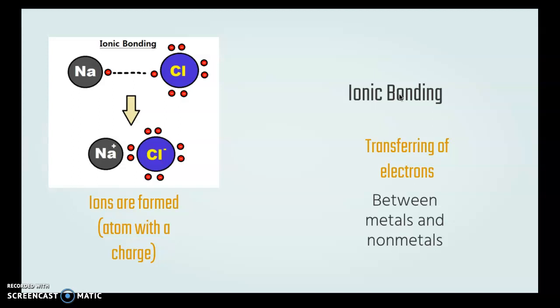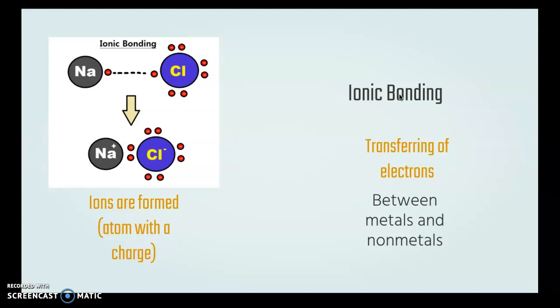An ion is something that has a slight charge, because if you think about it, if I am losing an electron, I'm losing something that's negative. If I'm gaining an electron, I'm gaining something that's negative. So we end up with ionic bonding having ions being formed, where you end up having an atom that has a charge on it.